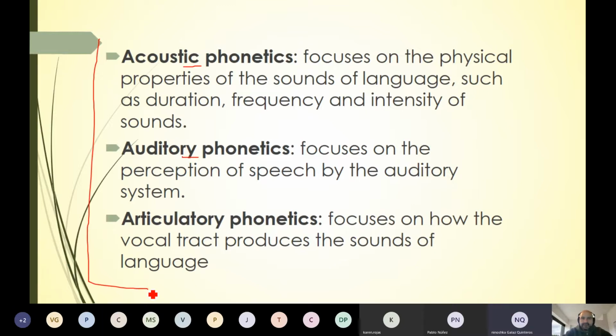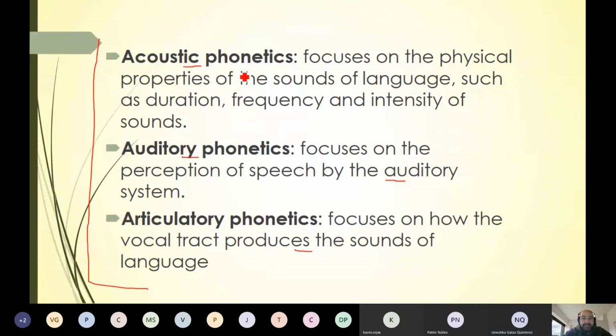Acoustic phonetics focuses on the physical properties of the sound of language, such as duration, frequency, and intensity of sounds. Auditory phonetics focuses on the perception of speech by the auditory system. And articulatory phonetics focuses on how the vocal tract produces the sounds of language.